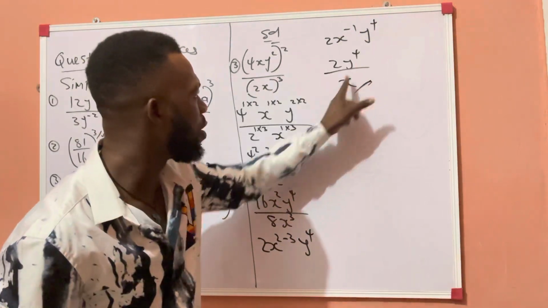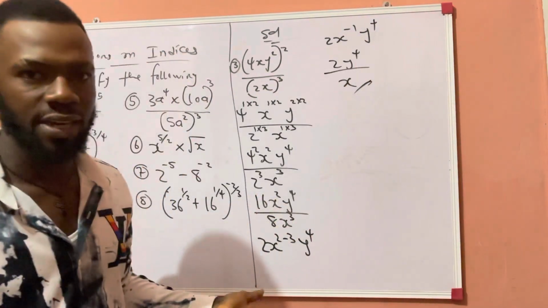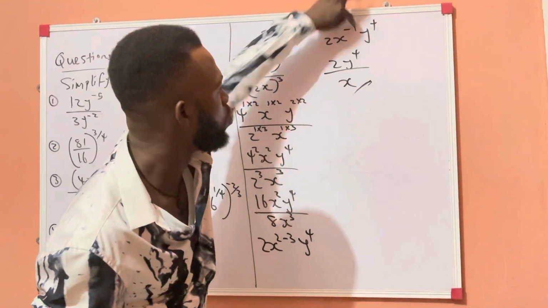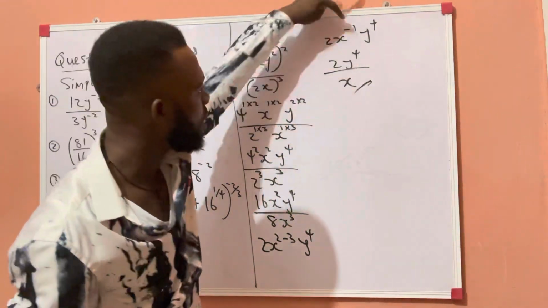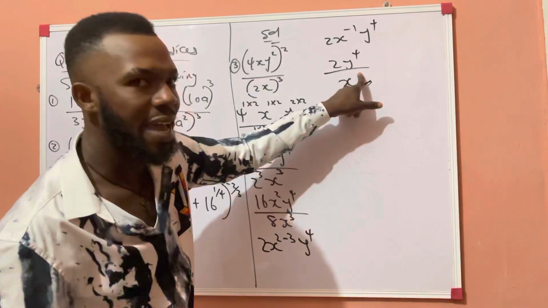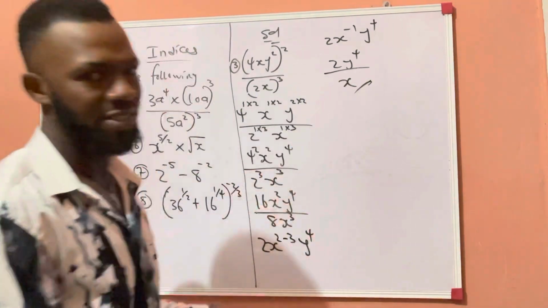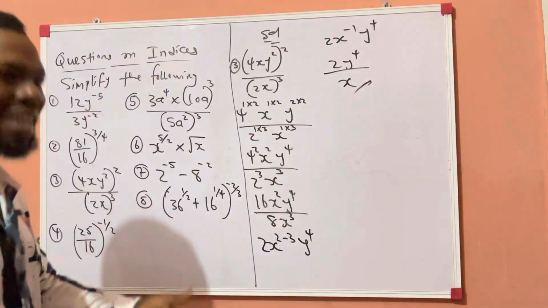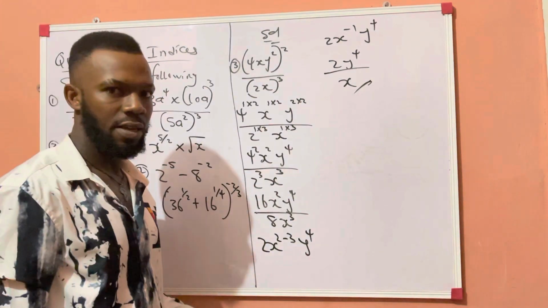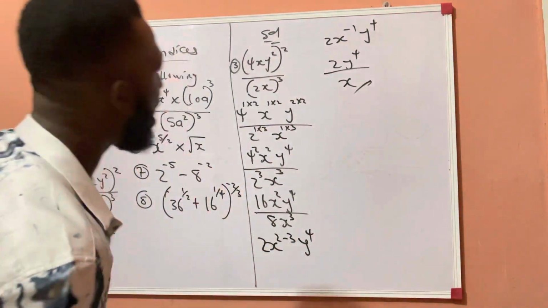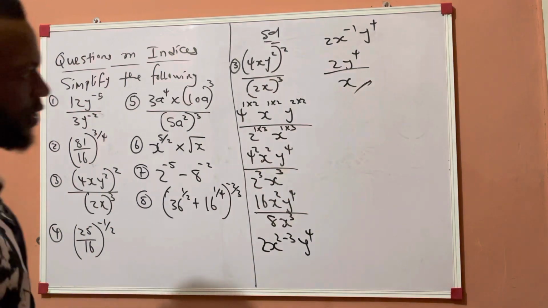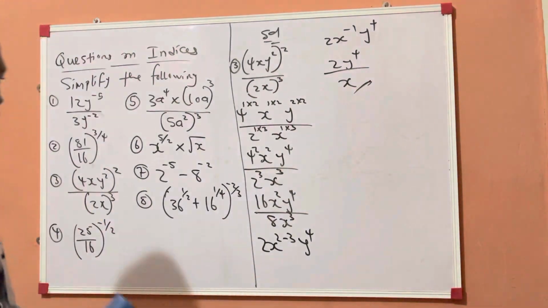There's no need to put 1 here because x raised to the power 1 will still give us what? x. But if the number here was 2, what will be down? x raised to the power 2. If the number here was 3, what will be here? x raised to the power 3. But because it is 1, there's no need. You understand? Because x raised to the power 1 is the thing back. So now, the answer becomes 2y raised to the power 4 over x. Okay, that is question number 3.